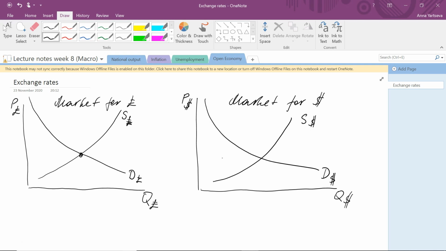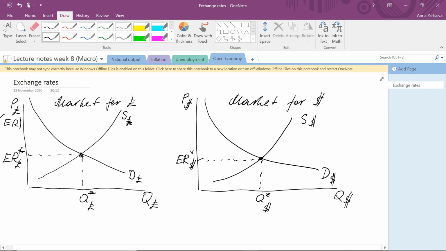So we will have downward sloping demand for each currency, for pounds and dollars, and upward sloping supply, right? And the interaction between demand and supply will determine the equilibrium values of each of these currencies. This will determine the equilibrium volume of a particular currency traded in the foreign exchange market, and the equilibrium value of a currency. In other words, an exchange rate of a pound and an exchange rate of a dollar. They will be equal to some number. For example, in our starting position it could be that 1 pound is equal to $1.3, right? That's the starting point.